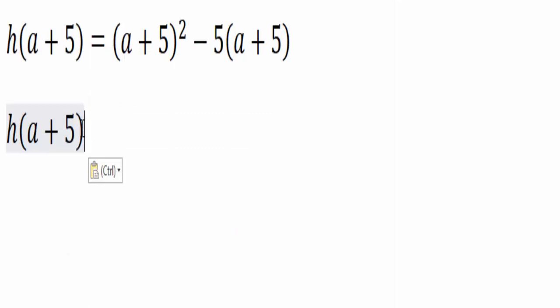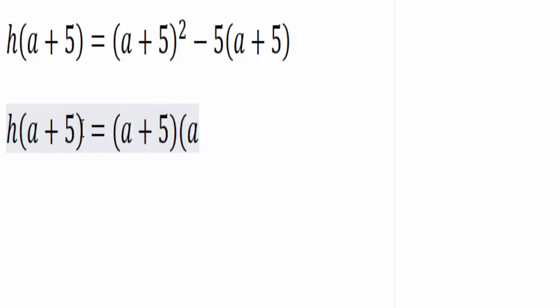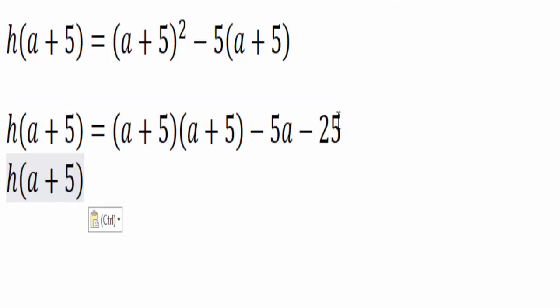So we have h of a plus 5 equals, and so for this one, this is the same as saying a plus 5 times a plus 5. And the second one I'm going to go ahead and distribute first. So it's minus 5a. Now that's a negative 5 times a positive 5. That makes a negative 25, or a minus 25. And now let's go ahead and do the a plus 5 times a plus 5.